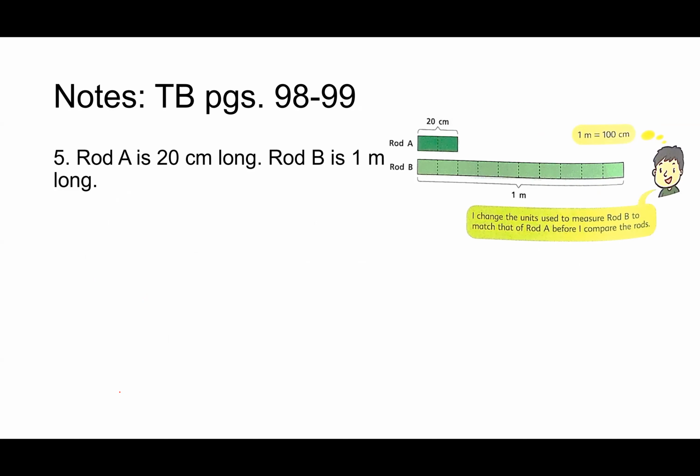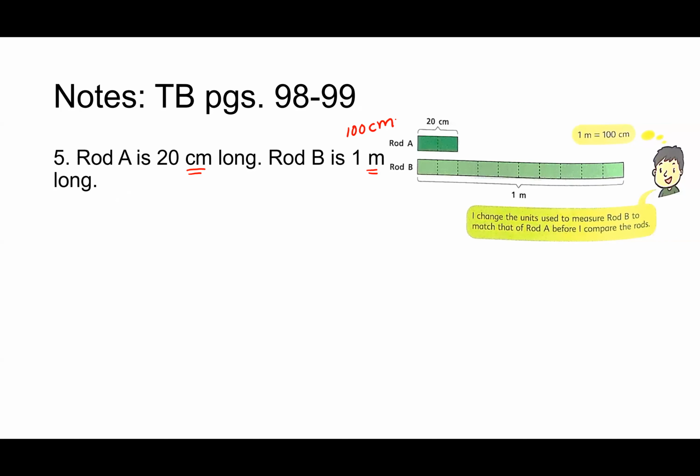Okay, you have rod A is 27 centimeters long. Rod B is 1 meter long. So notice here I've got centimeters and meters. Oh, I have to convert one to the other, don't I? It's always going to be better to convert the larger unit to the smaller unit. So how many centimeters is 1 meter, folks? Kylie? Yeah, so that's 100 centimeters.